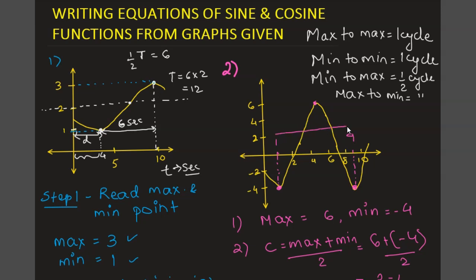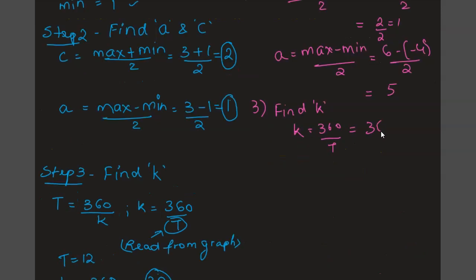So the time period from 1 to 9 is 8. All we have to do is just sub in t as 8 and put it on the calculator. This gives us a k value of 45. Next step is to find what function we are going to use for this particular graph.